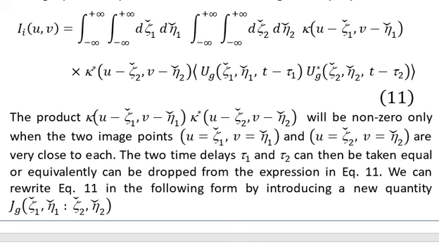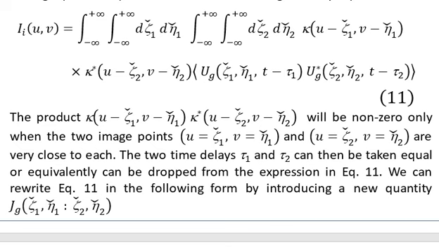The product of kappa with its complex conjugate will be non-zero only when two image points, one located at u equal to zeta 1 prime, v equal to eta 1 prime, and the other at u equal to zeta 2 prime and v equal to eta 2 prime, are very close to each other. So this product, that is the product between two kappa, will be non-zero only when the two image points are close to each other, that is, there should be some overlapping between them.